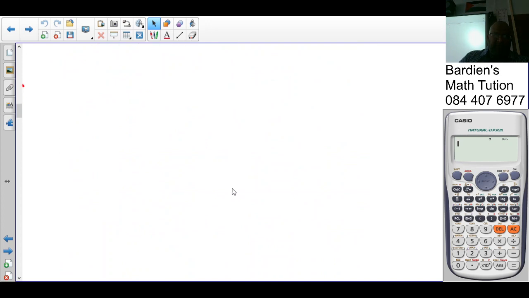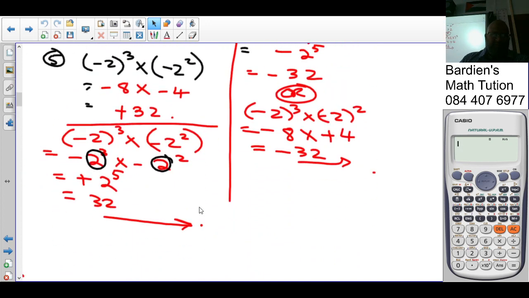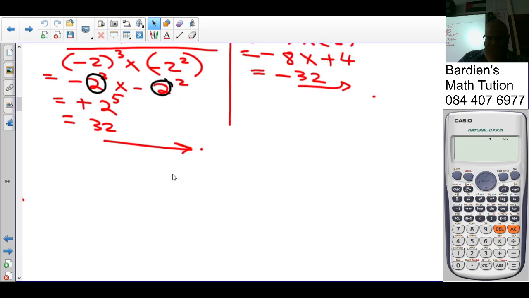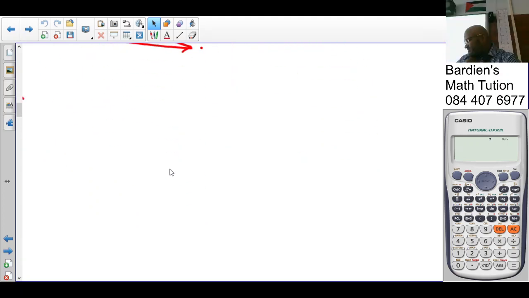Okay. So we looked at the first law of exponents. When we're multiplying and bases are the same, what do we do? We add the exponents, okay. So now we're going to look at the second law of exponents. Okay, let me just get the textbook open.